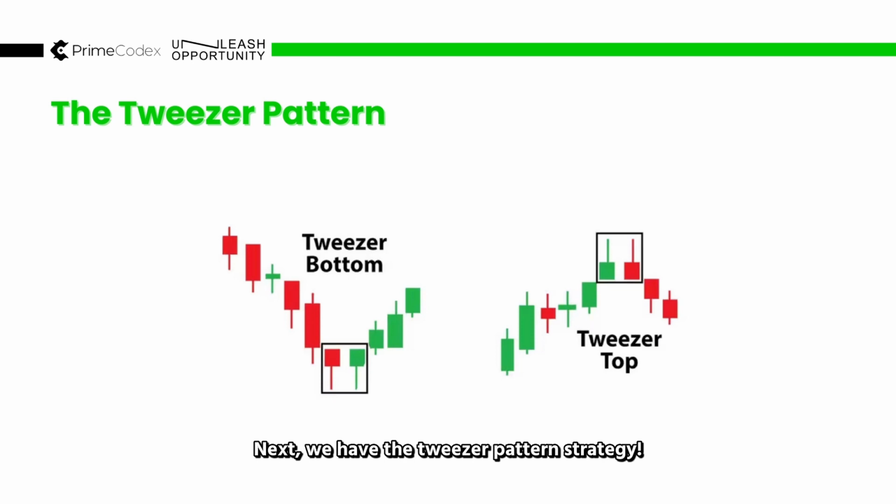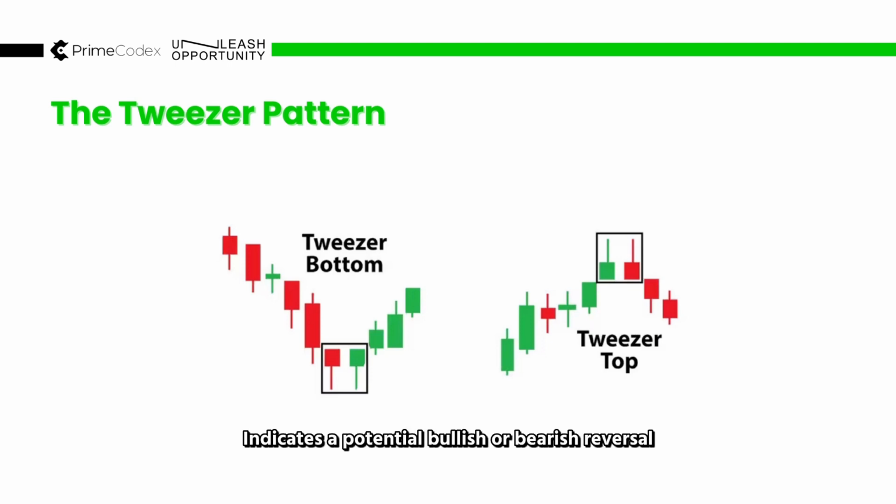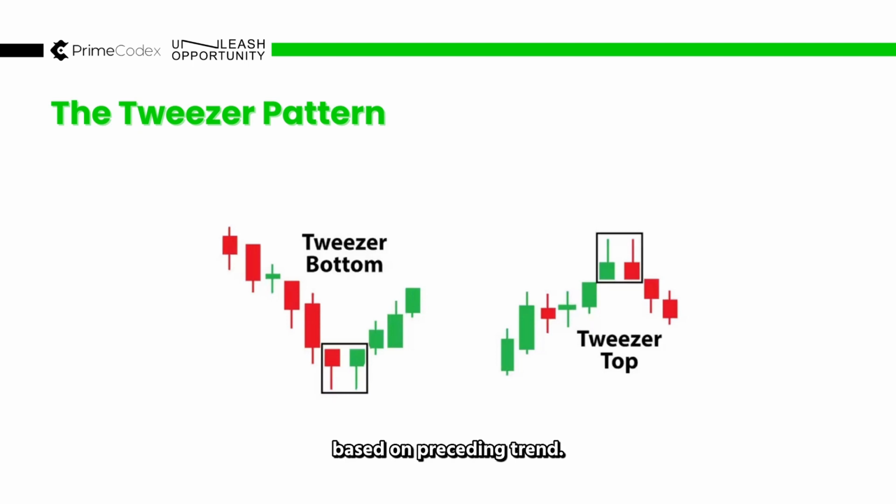Next, we have the tweezer pattern strategy. Formed by two or more candlesticks with nearly identical highs or lows, it indicates a potential bullish or bearish reversal based on the preceding trend. Interpretation is more effective when the pattern appears at support or resistance. Example: in an uptrend, a top tweezer pattern with nearly identical highs in the resistance area signals a potential trend reversal.